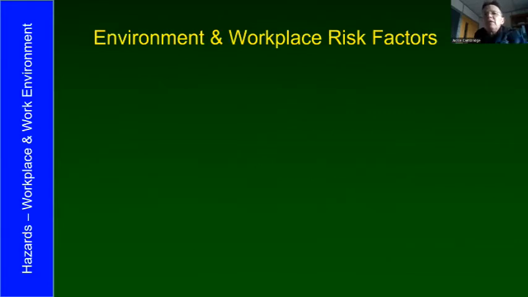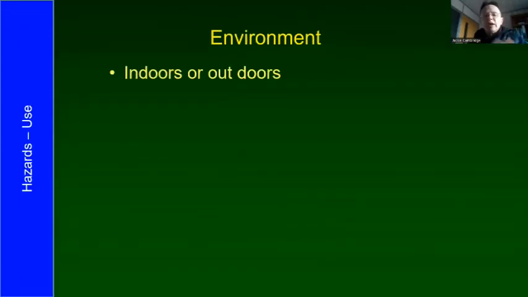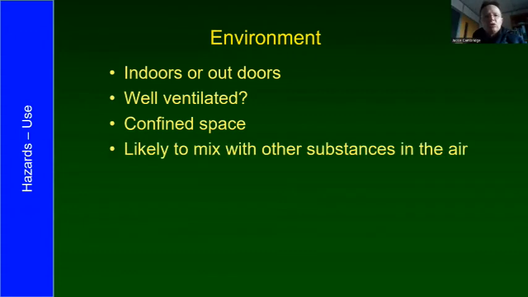So then we go to the environment. Some people don't think about the environment, but when you're using a hazardous substance, practical things about the environment could either increase the risk or decrease it. So things like, are you using it indoors or outdoors? If it's outdoors, the ventilation is going to be better, so you're likely to be exposed to less. Is the area well ventilated already? Or is it a confined space? If you go into a sewer or a silo, because it's a confined space, you can be exposed to more.